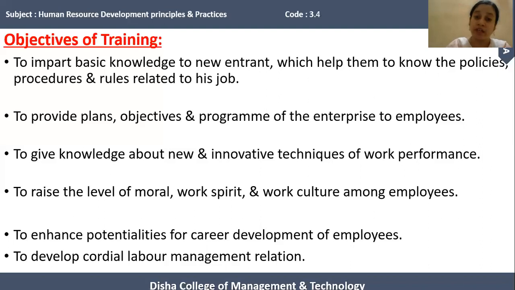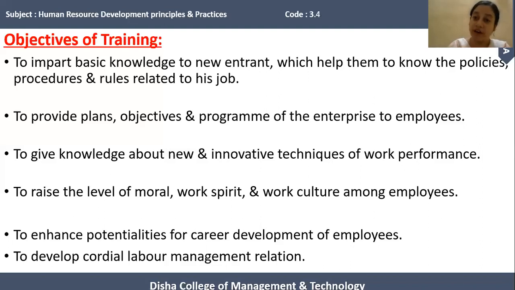And when a new person enters an organization, the person doesn't have any ideas related to the organization's policies, procedures and rules. It means the person doesn't have any practical idea related to performing a particular task. So to make the person more comfortable with the organizational task or with the assigned task, the organization provides training to the human resources.